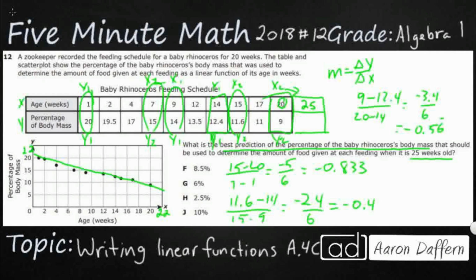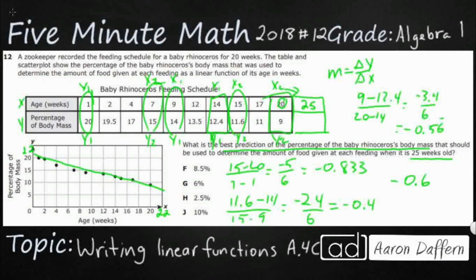Now, how does that help me? Well, what I could do here is I'm going to take the average of these three. So 0.833, 0.4, 0.566 is about 1.8. Divide that by 3. What do you get? You get about a negative 0.6. Okay? So you have a negative 0.6.